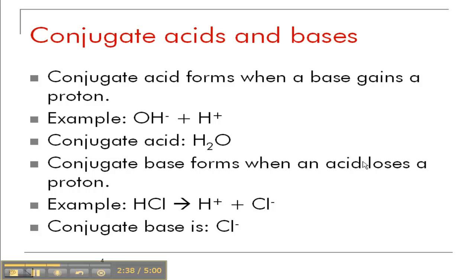Okay, so a conjugate base is going to form when an acid loses a proton. So if we start with an acid like HCl, it ionizes when we put it into water. Chlorine is what's left when we take away that hydrogen. So the conjugate base of HCl would be chlorine.